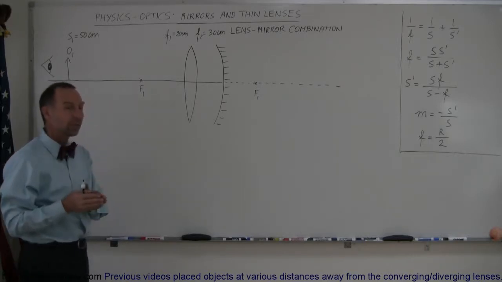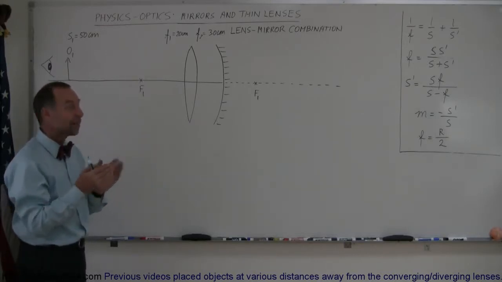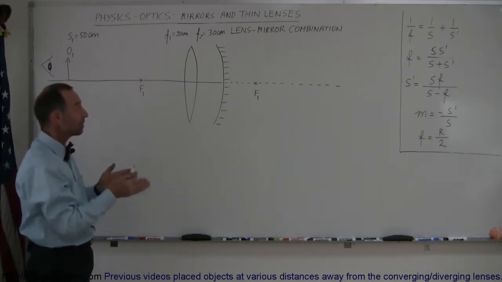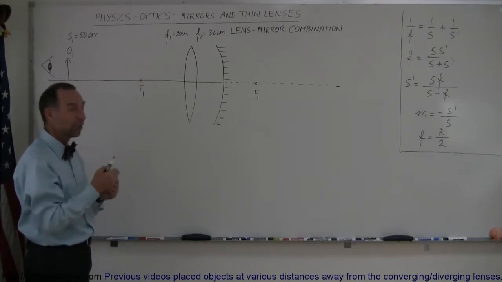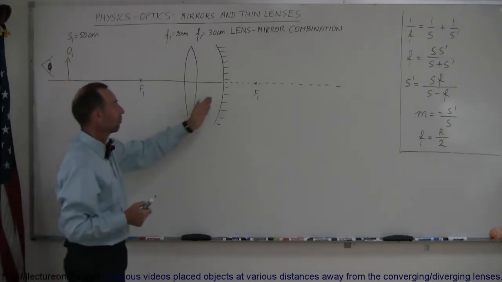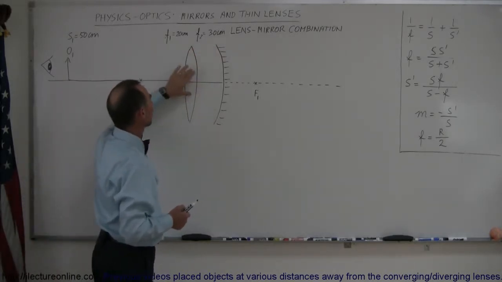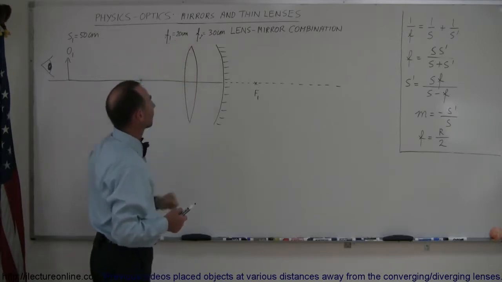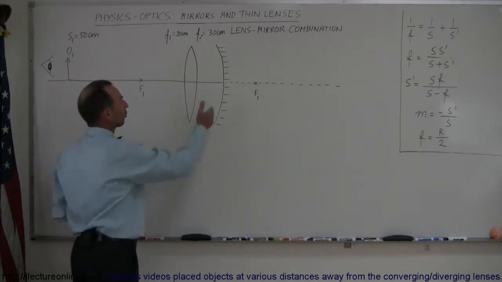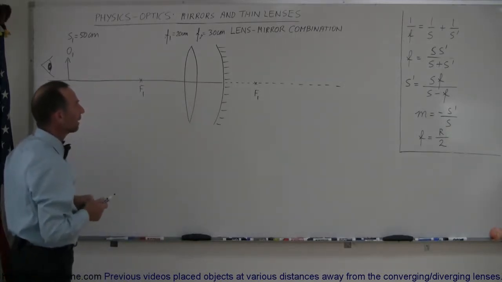You first form an image caused by the first lens, totally ignoring the mirror, and then you use that image of the first lens as the object of the mirror, and then use that to find the image of the mirror itself. Now, since this is a converging mirror, the focal length of the converging mirror is positive. This is a converging lens, so the focal length of the lens is also positive. This is also known as a concave mirror. So let's go ahead and get started.